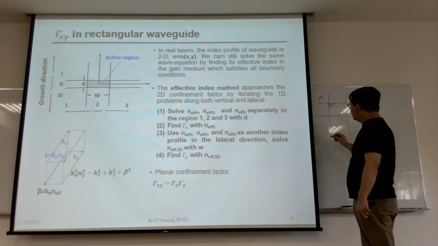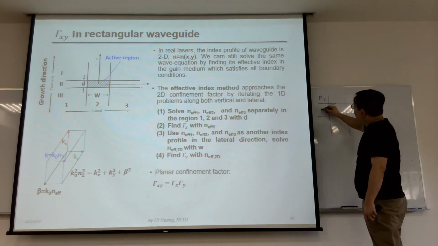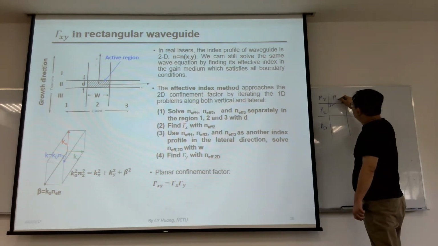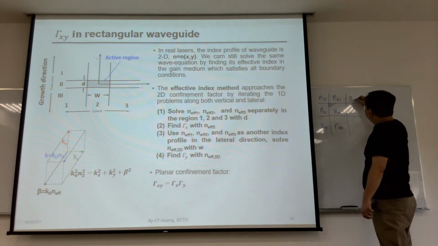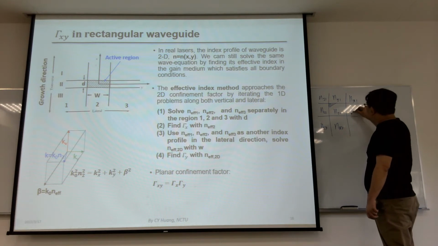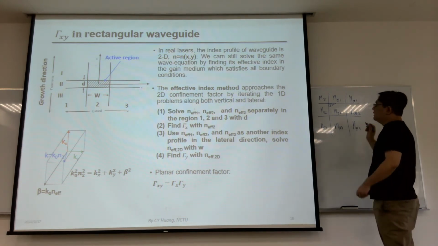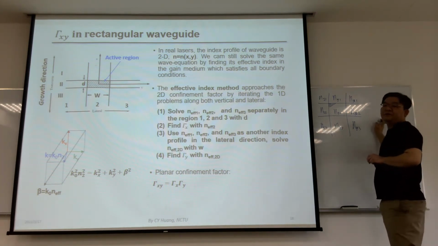how should I say that? Okay. N11, N12, N13, N21, N22, N23, N31, N32, N33. Okay, this is a 3x3 division of the effective index.